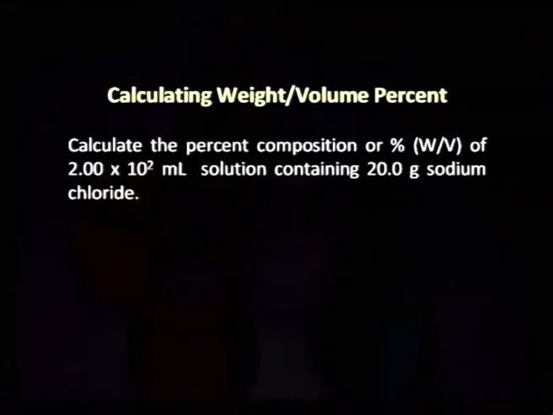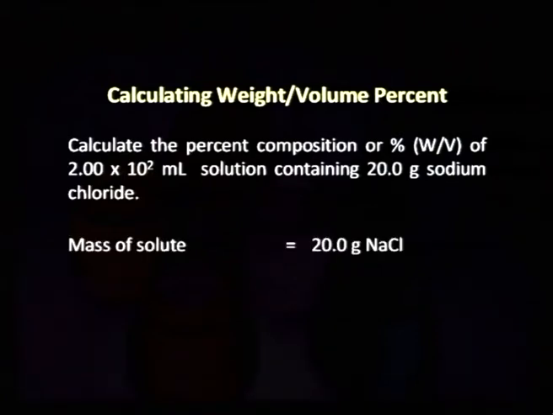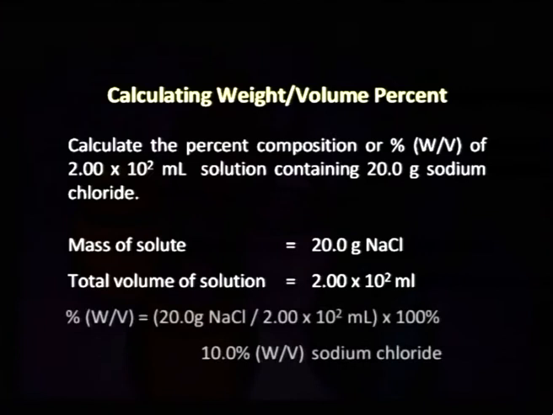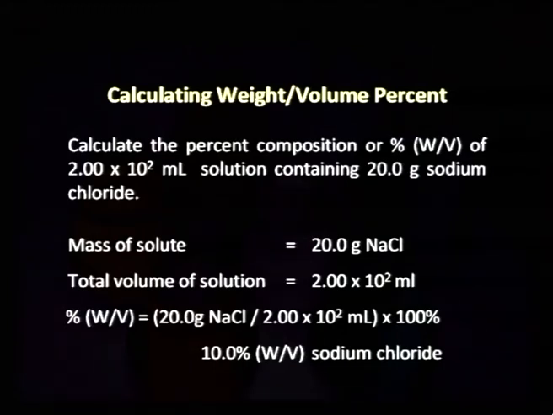Now, let us take an example for calculating weight by volume percent. Calculate the percent composition or percent weight by volume of 2 into 10 to the power 2 ml solution containing 20 grams sodium chloride. Now, mass of solute is 20 grams, total volume of solution is 2 into 10 to the power 2 ml, hence percent composition weight by volume will be equal to 20 upon 2 into 10 to the power 2 into 100, that is 10% weight by volume of sodium chloride.